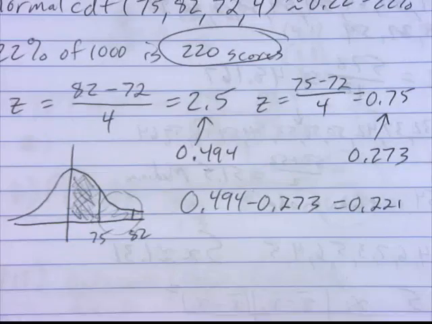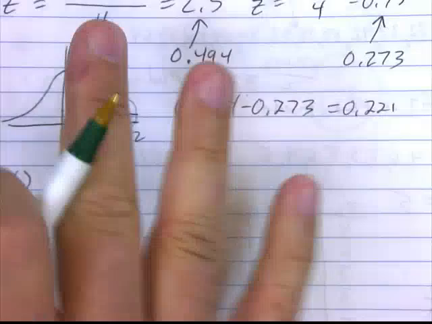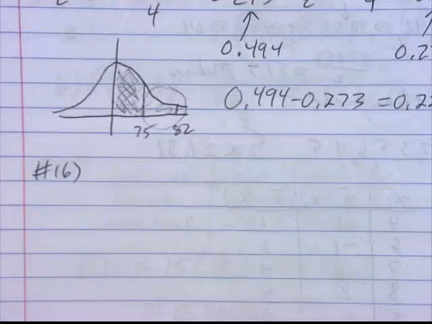Now, let's see, what's the next problem here? We have problem number 16. Problem 16 says, suppose that you earned an 82 on a history exam that had a mean score of 78 and a standard deviation of 3. You also earned an 84 on an anthropology exam and had a mean of 79 and a standard deviation of 4. On which exam did you do better in relationship to the rest of the class?